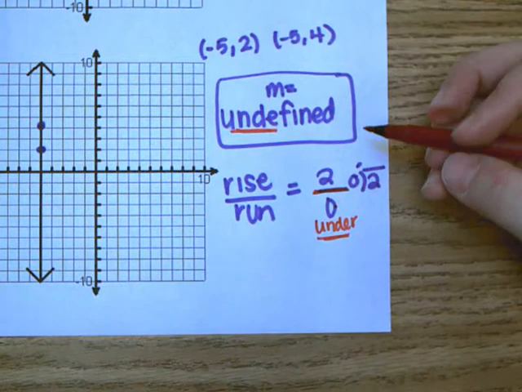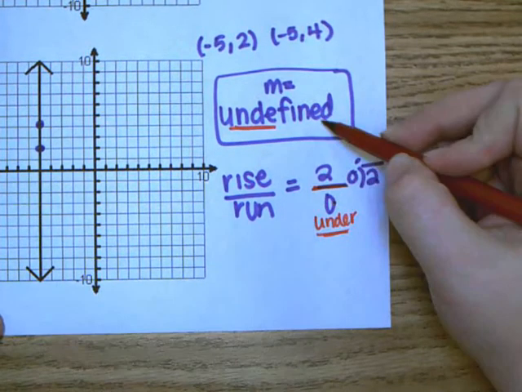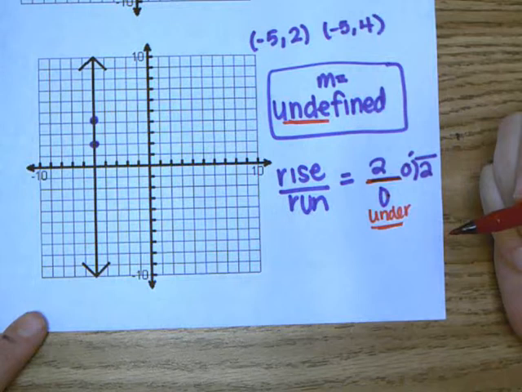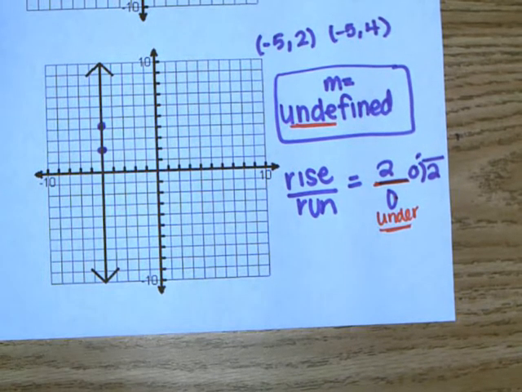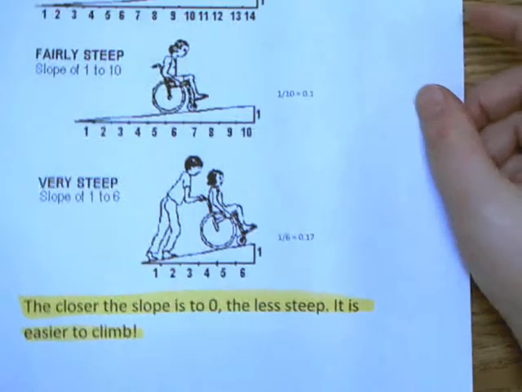The 0 can never be under the line. And that helps me remember you can't ever have 0 in the denominator, under. It's called undefined.